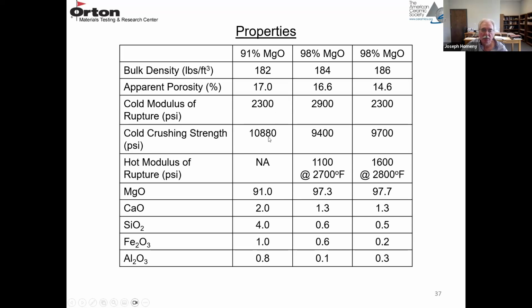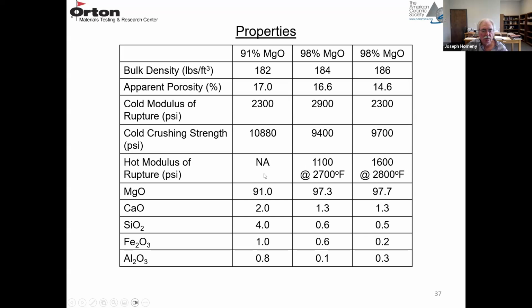The room temperature mechanical properties are not usually relevant to the high temperature properties. Just because it has a good strength at room temperature doesn't mean it's going to have any strength at high temperature. So for the hot MOR, hot modulus of rupture, this is 1100 PSI, this is 1600 PSI. These are fairly high temperatures, 2700 degrees F and 2800 degrees F. So these two have good high temperature properties in terms of strength. This one's not even reported, so it's not available.